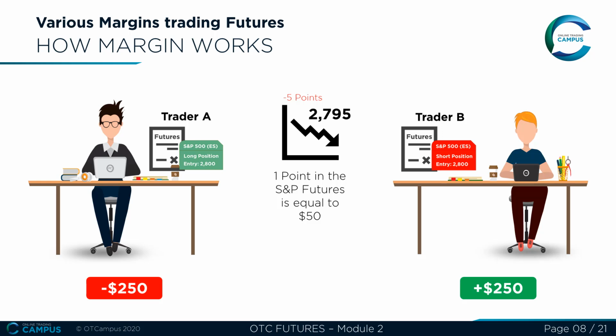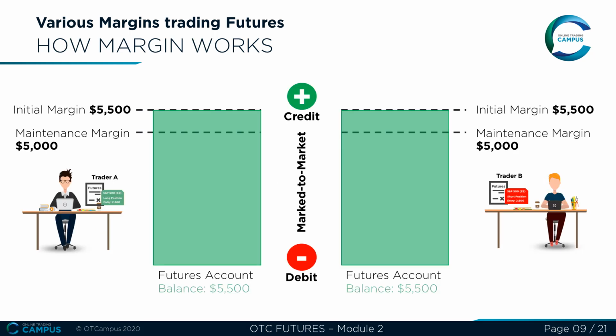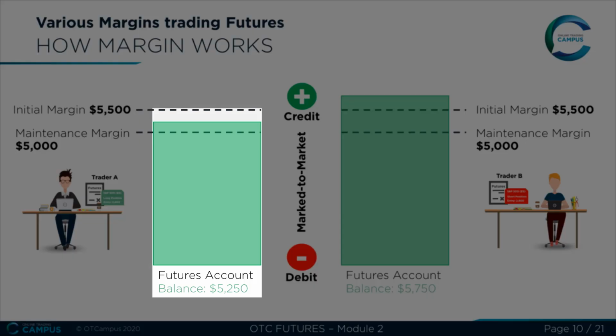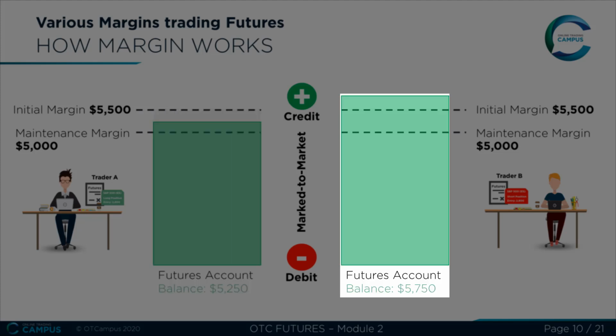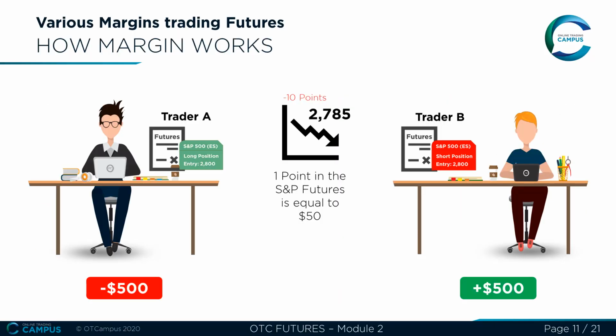To understand what this does to each trader's balance, let's discuss settlement. At the end of each trading day, futures trades are settled, or what's called marked to market. This is where the daily gains or losses are credited or subtracted from the account. Traders who experience a loss will incur a cash debit to their account and traders who experience a profit will receive a cash credit. Because trader A lost $250, his account was debited, reducing his account balance to $5,250. Trader B profited $250 and was credited to profits, so his account balance grew from $5,500 to $5,750.